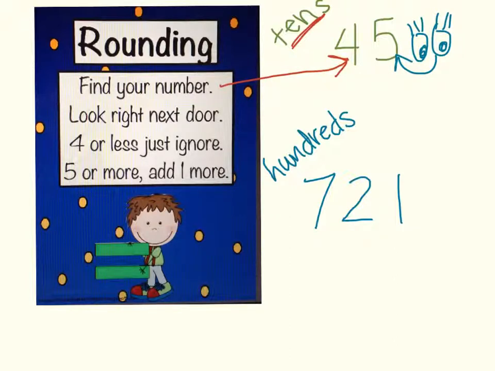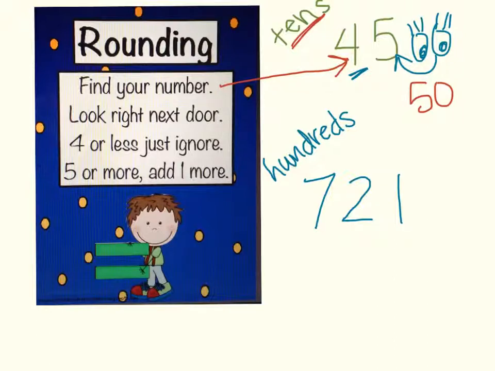If it's 4 or less, you're just going to ignore it, and this is going to be 40. If it's 5 or more, which is what it is, then you need to go up to the next 10 value. So if you're rounding 45, the answer would be 45 is closer to 50 than it is to 40.